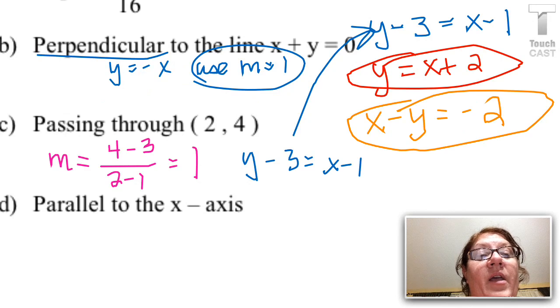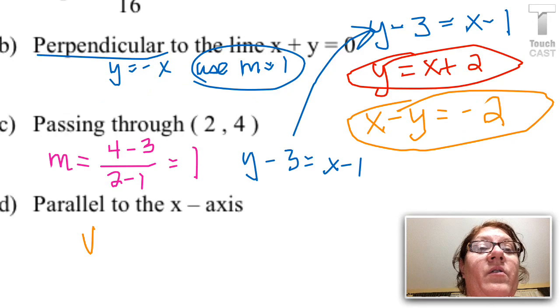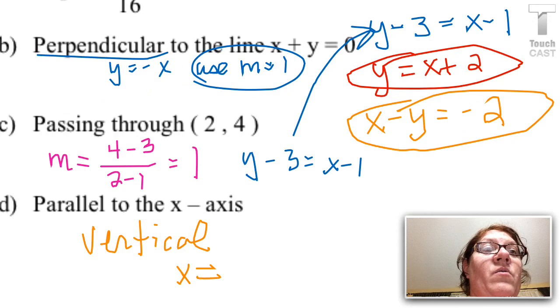And then last but not least, if I want to be parallel to the x-axis, that means I've got a vertical line. And if you remember, vertical lines are all x equals. So I simply need to look at the x-coordinate, and it's x equals 1.